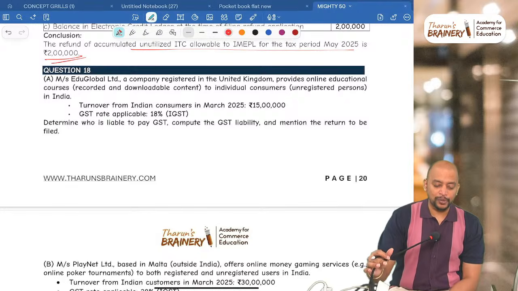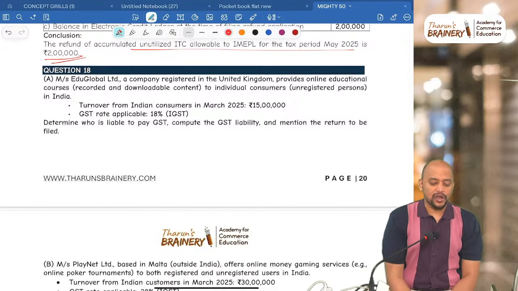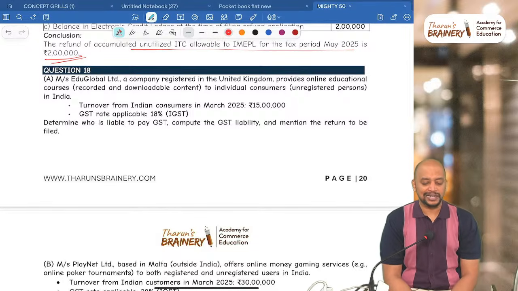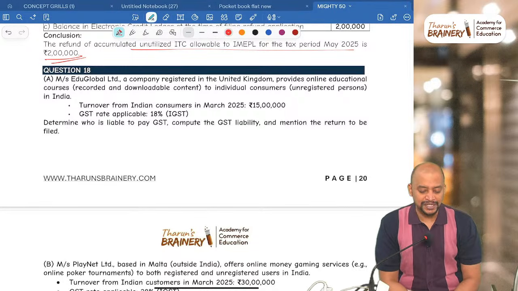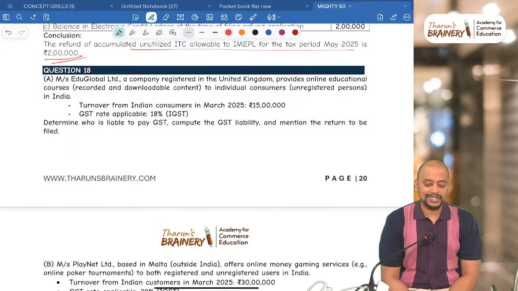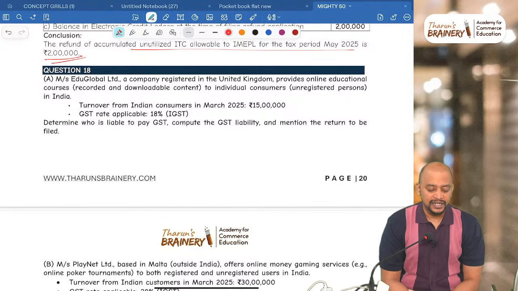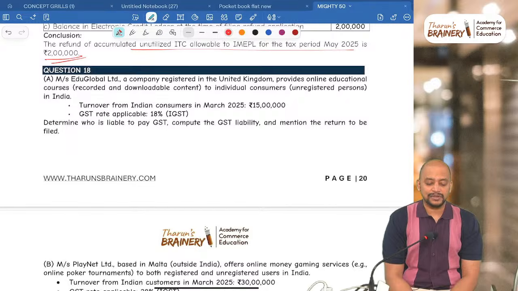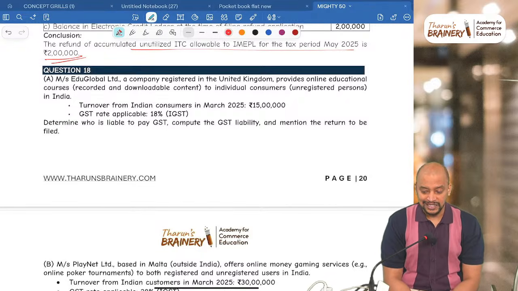Next one, question number 18. Messrs. Edu Global Limited, a company registered in the UK, provides online educational courses, recorded and downloadable content to individual consumers, unregistered persons in India. Turnover from Indian customers in March 2025 is 15 lakhs. GST rate applicable is 18%. Determine who is liable to pay GST and compute the GST liability and mention the return to be filed.